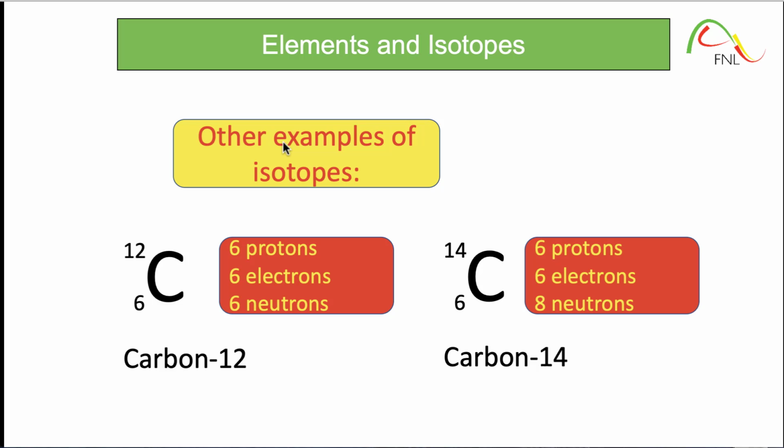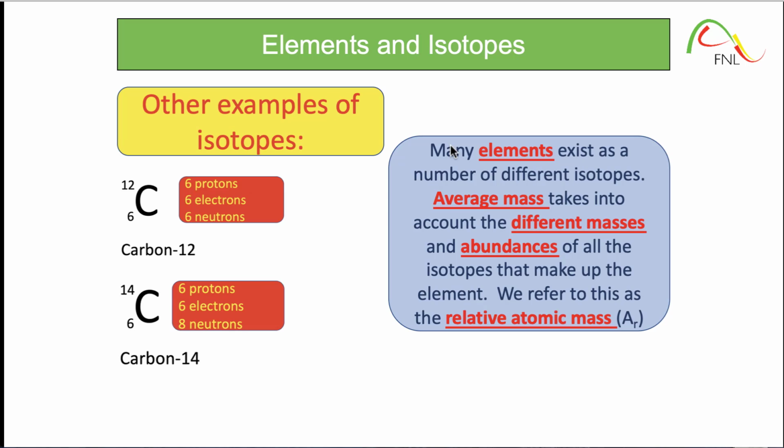Other examples of isotopes, we've got carbon 12 here, which is normal carbon, and we've got carbon 14 over here, and they differ in that carbon 14 has 2 extra neutrons. Many elements exist as a number of different isotopes. The average mass takes into account the different masses and the abundances of all the isotopes that make up the element. We refer to this as the relative atomic mass, or A, with a little subscript r next to it.